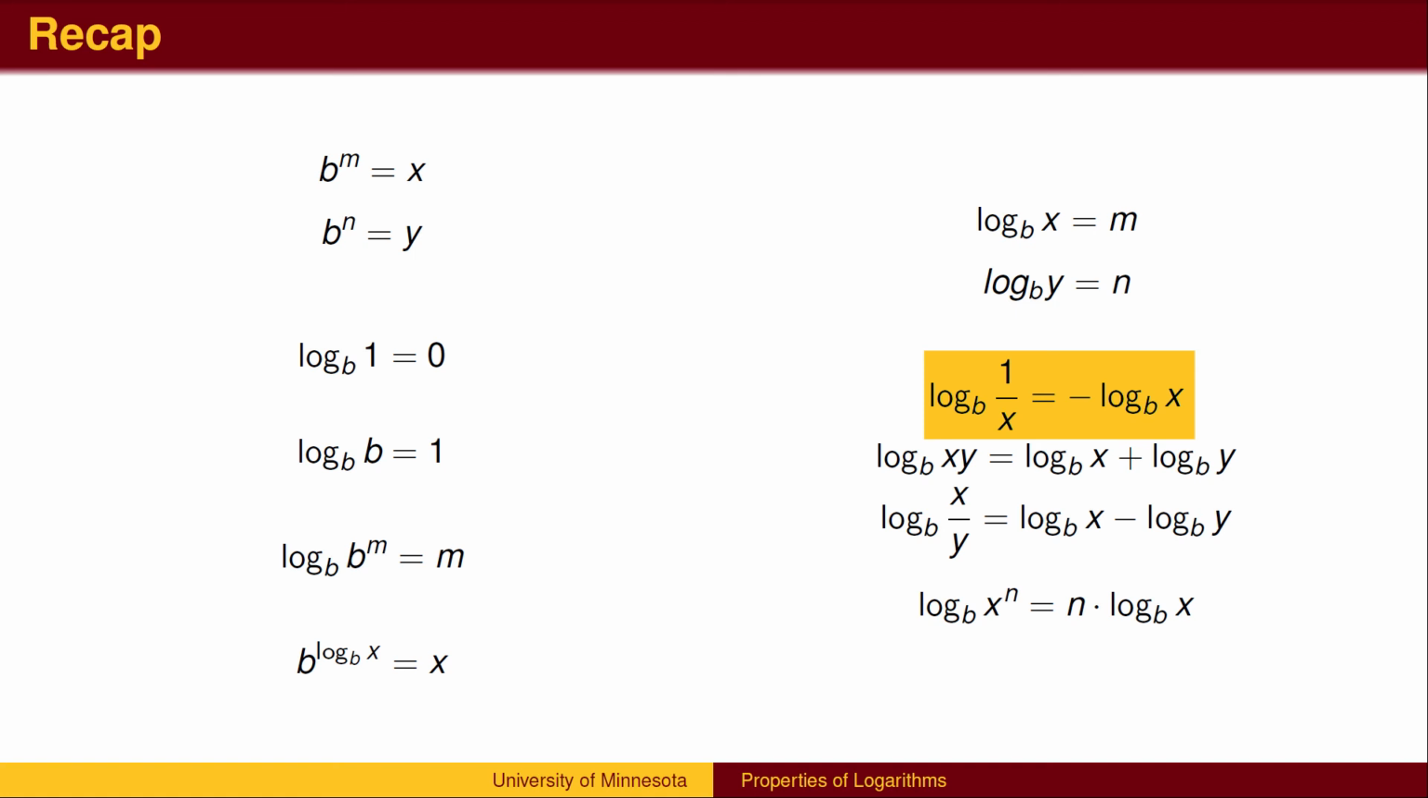Negative logs are negative exponents, which correspond to reciprocals. Multiplying numbers corresponds to adding exponents, and therefore to adding logs. Dividing numbers corresponds to subtracting exponents, and therefore to subtracting logs. When raising a power to a power, the exponents are multiplied.